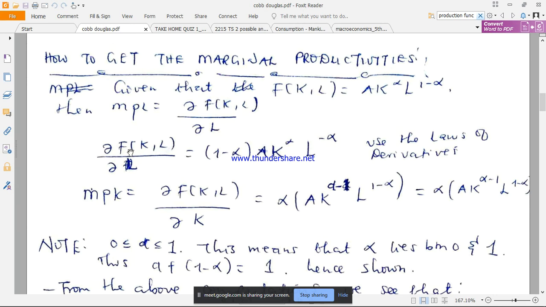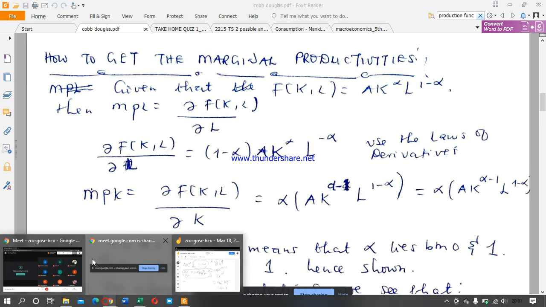So the change in the production function with respect to L is 1 less alpha times AK raised to the power alpha, then L raised to the power negative alpha. And then I'm saying use the laws of derivatives or the rules of differentiation. So this is now my derivative of this particular production function with respect to labor.